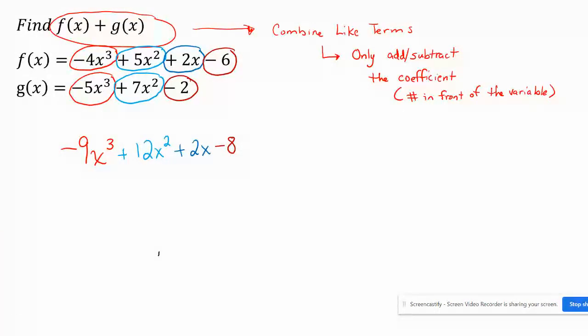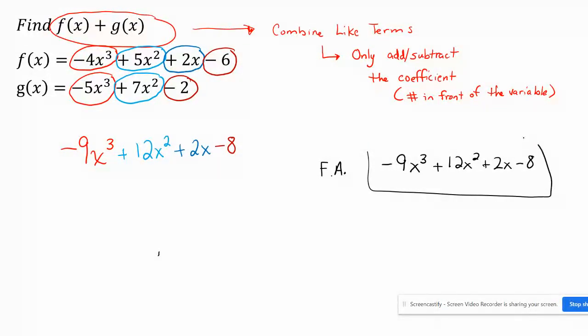And then when you enter that final answer into Otis, you're just going to go ahead and put it in descending order. And that goes by the exponent. So x cubed, x squared, and then x, and then no x. And that's it. That's all you have to do. Adding is the easy one. All right? The easiest thing to do is when you're adding.